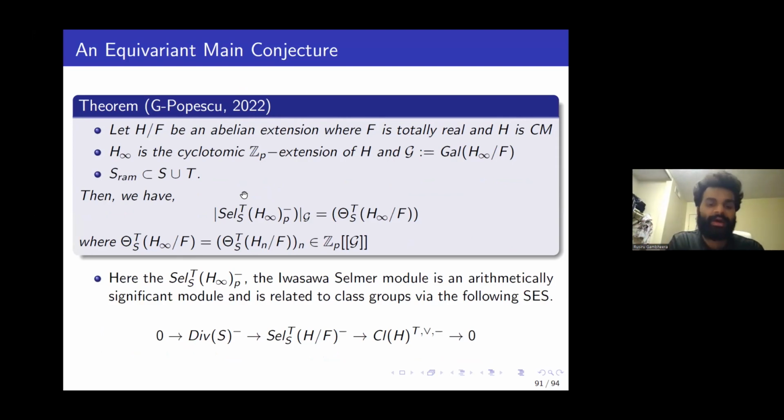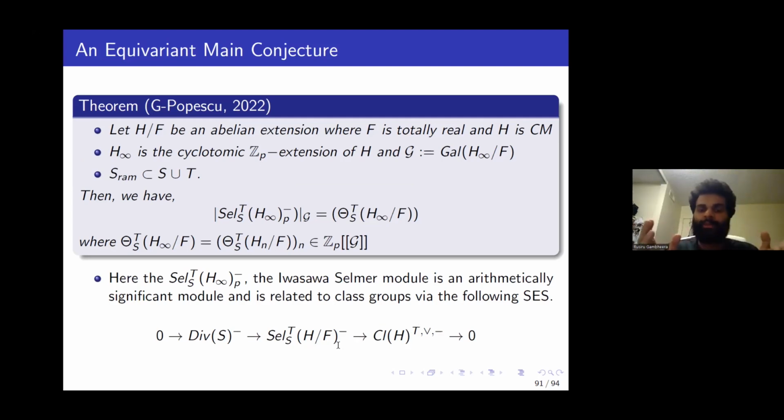This is proved, and I'll explain what it means to a certain extent, but I won't explain the notation. I don't think you need the notation to understand the idea behind this result. If you look at the result, there's what we call the Selmer module. This Iwasawa Selmer module is some arithmetically significant object. That's all you need to know. It contains information about this class number. That's what this sequence means.